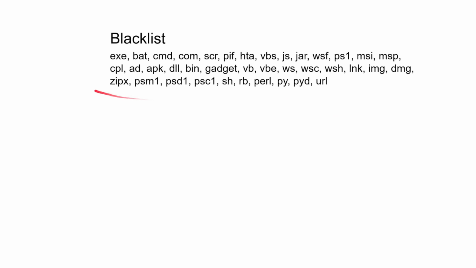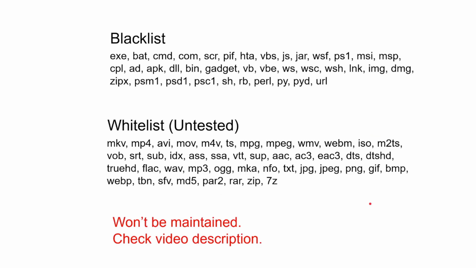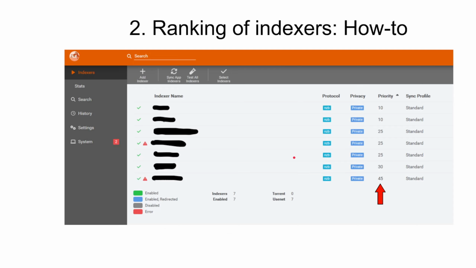Now I've compiled two lists of extensions. The first one is a blacklist that I will personally use. You have your exe, you have your command, you have your scripts. The other list I have is the whitelist. I did not test this, but this is what I'd use if I were to download what I'd want. And those lists won't be maintained or updated. Check the video description. I will try to update them, but I suggest you do a Google search for more active or up-to-date lists.